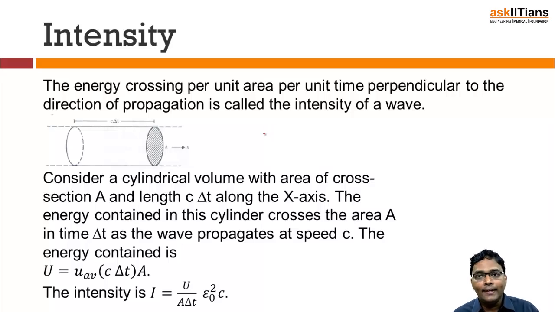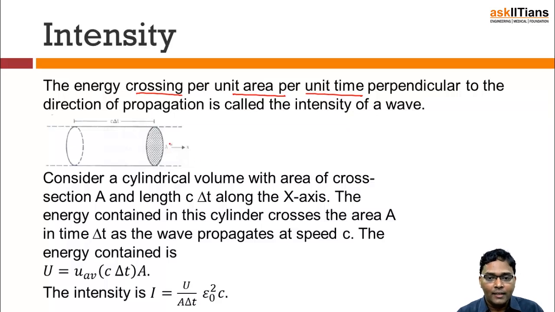So what exactly is the intensity? Intensity, we know, is related to the amplitude square. So let's see how exactly it varies here. When we are talking about the intensity, it is effectively related to the energy, because the amplitude square is related to the energy content. Therefore the intensity has to be related to the amount of energy crossing per unit area, per unit time, perpendicular to the direction of propagation.